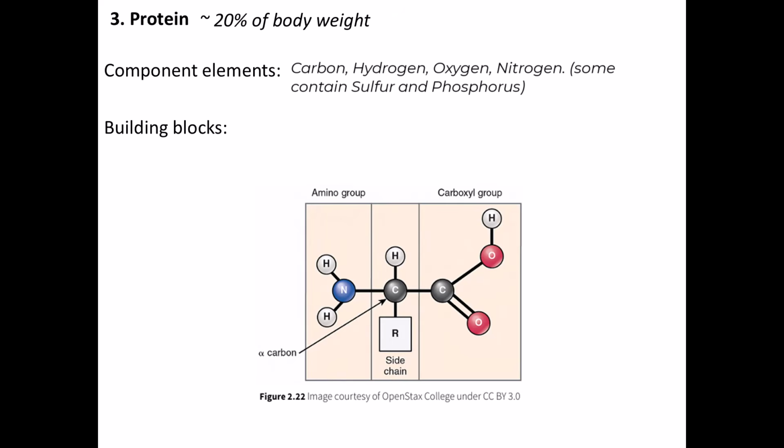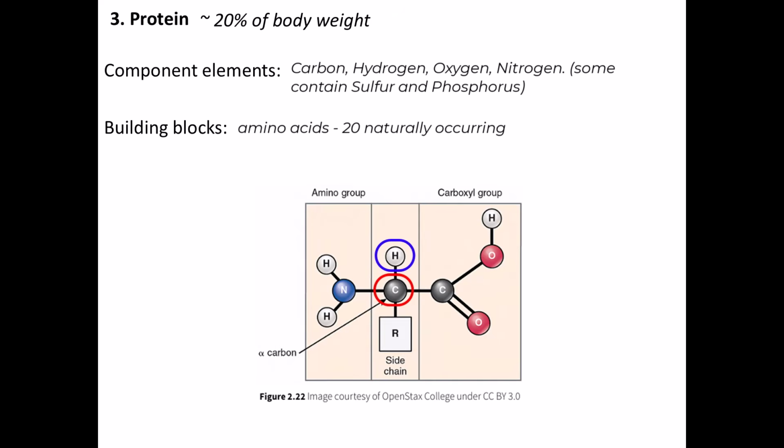The building blocks of a protein are amino acids. There are 20 naturally occurring amino acids. The structure of an amino acid consists of 5 components. The first is the central carbon atom. On one side of the carbon atom is a single hydrogen atom.